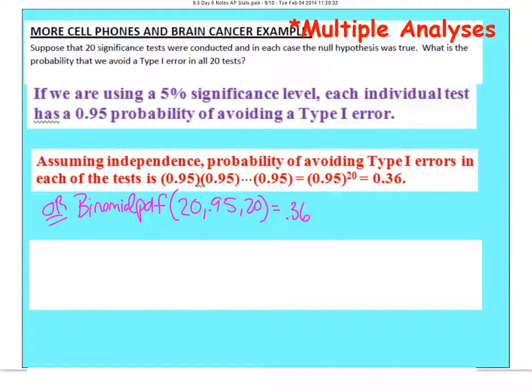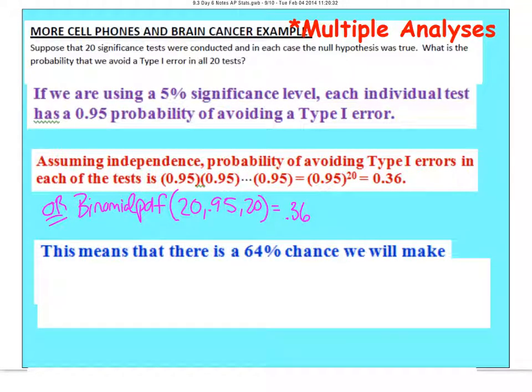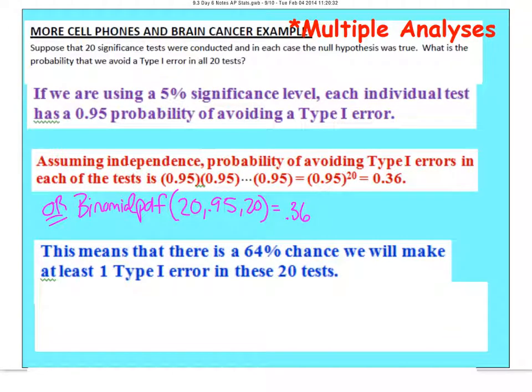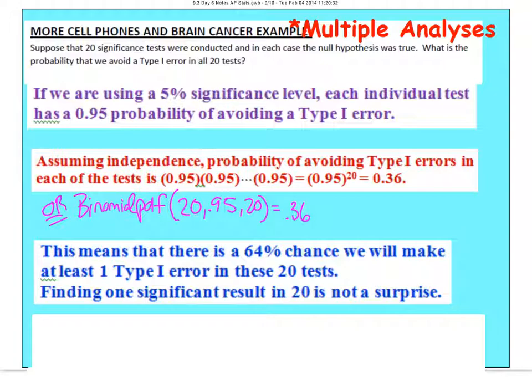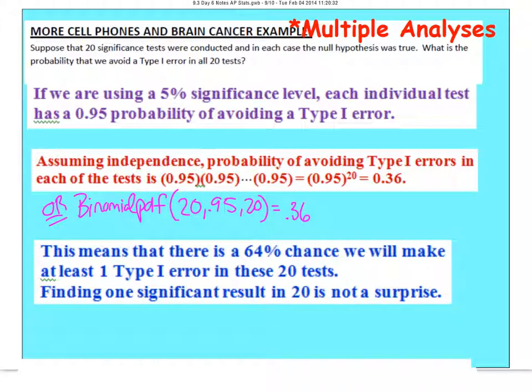So what does this ultimately mean? This means there's a 64% chance we will make at least one type 1 error in these 20 results. Finding one significant result in 20 is not a surprise. So we need to be cautious that we have a 64% chance we make at least one or more type 1 errors in these tests. So even though we're doing multiple analyses doesn't mean we're getting away from making any type 1 errors.